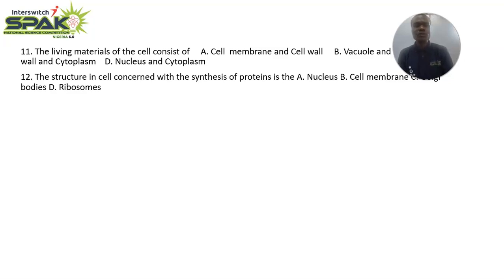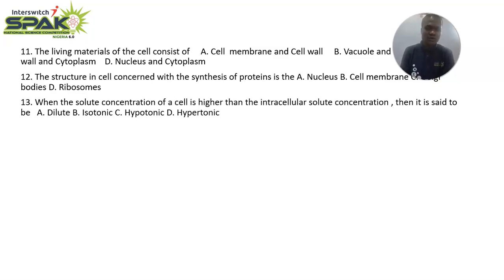Nucleolus inside the nucleus makes the ribosome, and as soon as the ribosome is made, it leaves the nucleus and attaches itself to the endoplasmic reticulum, making it rough. Or you can find some directly swimming inside the cytoplasm. But usually, ribosomes are found attached to the endoplasmic reticulum, making it rough. And the function is to synthesize protein. So the structure in a cell that is concerned with the synthesis of protein is ribosome.